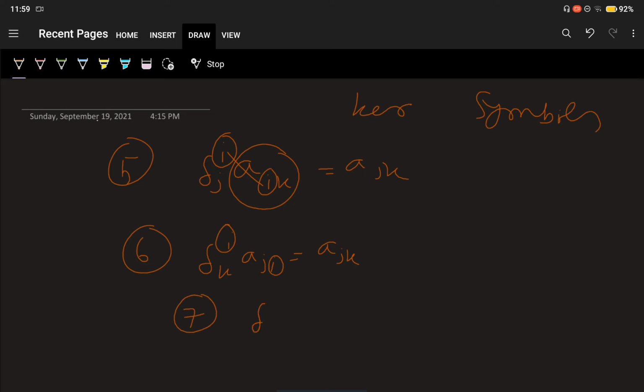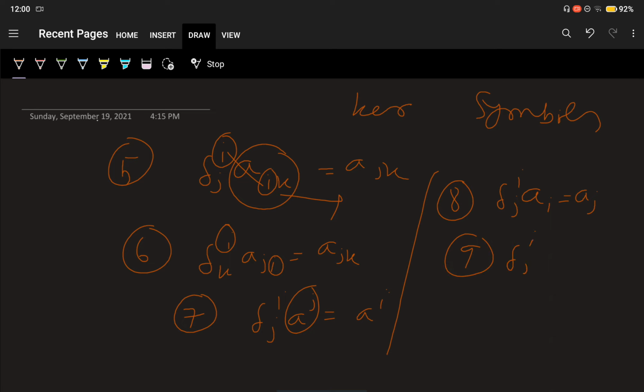Seventh, delta ij a_j can be written as a_i. This is a vector, this is a second rank tensor. This is a vector, a_i. And eighth, delta ij a_i equal to a_j, and ninth, delta ij a_kj equal to a_ki. These j are the same, so can be contracted.